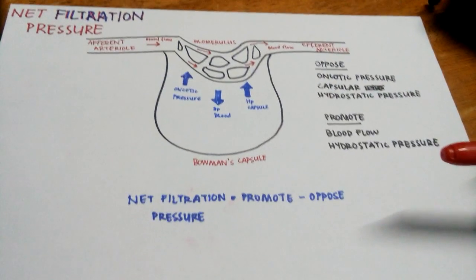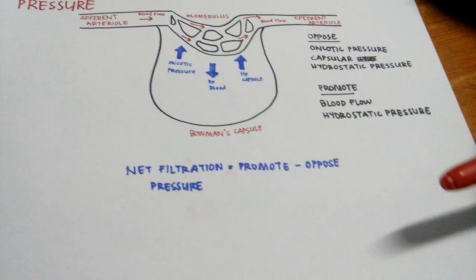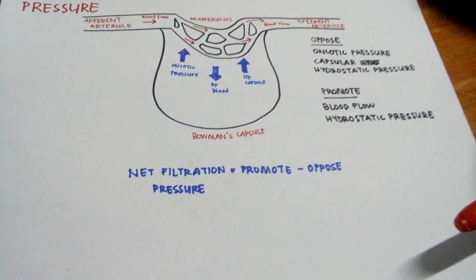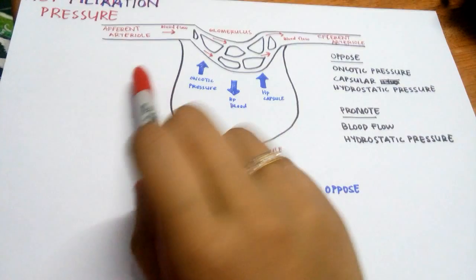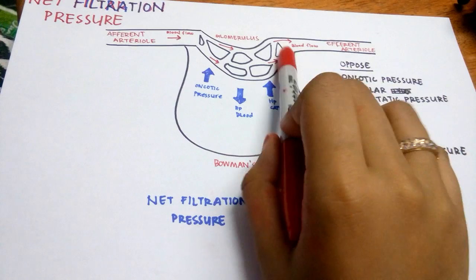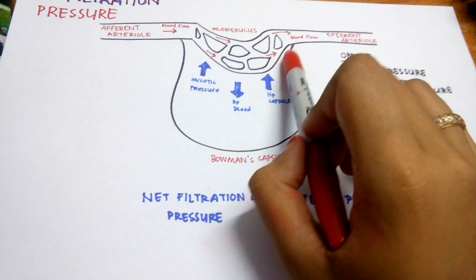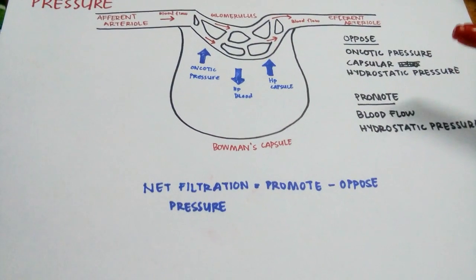Okay, hi everyone. Now we're going to talk about the net filtration pressure that occurs in the nephrons. Net filtration pressure in the Bowman's capsule is the pressure that occurs when the blood flows from the afferent arteriole to the efferent arteriole through the glomerulus. Okay, the forces that are involved in this process are called Starling forces.